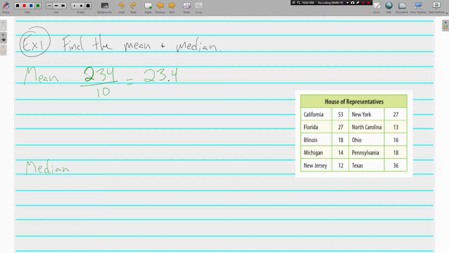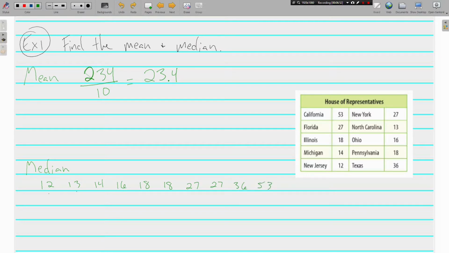And our median, we'll need to order these numbers from least to greatest. So here we go. Our lowest looks like 12, 13, 14, 16. We've got 2 18s, 2 27s, 36, and 53.